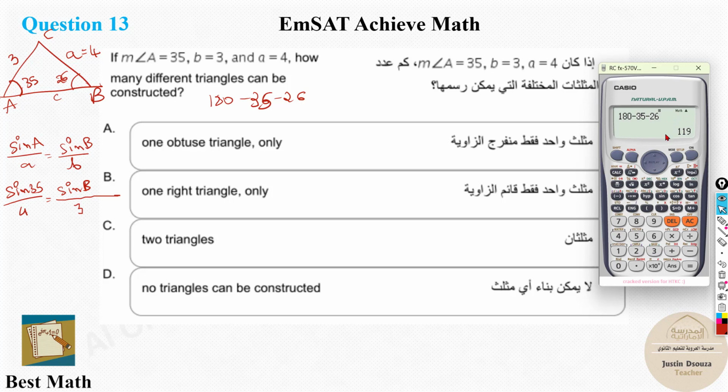It's 119. So if one of the angles is more than 90, what is it called? Is it acute? No, acute is when all angles are less than 90. If one of the angles is more than 90, that would be obtuse. If any one of the angles is 90 degrees, it would be a right angle. So "no triangles can be constructed" is wrong, because we can construct a triangle. Two triangles? No, it's only one triangle because only one set of details is given. Here it is obtuse, but if it was acute, then yes, you could have constructed more. In this case, 119 makes it an obtuse triangle, and only one. So this is the answer.